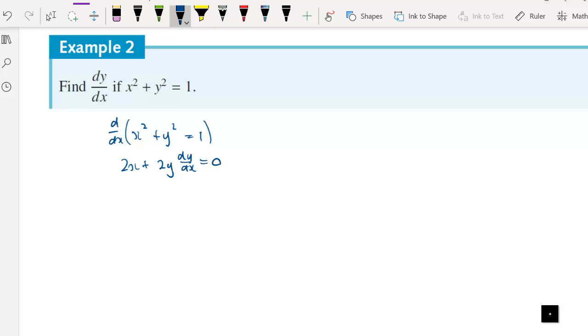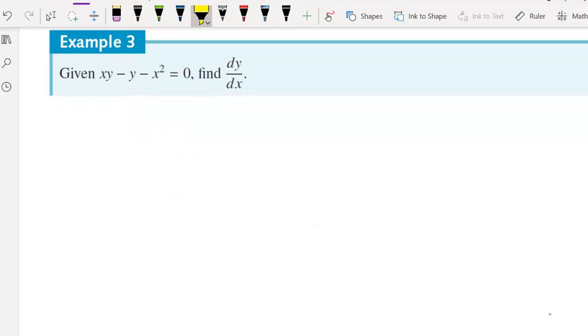So now we isolate. We have 2y dy/dx, and we can subtract 2x from both sides. We divide by our 2y, so now we have dy/dx is equal to negative 2x on 2y. And common factor of 2 cancels, and we're left with dy/dx is equal to negative x on y. There we have our derivative in terms of x and y.